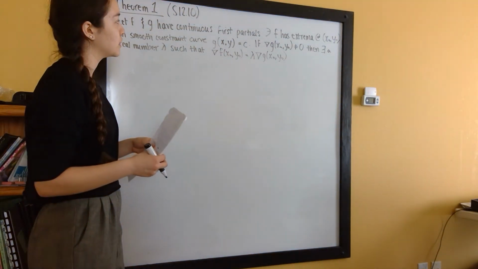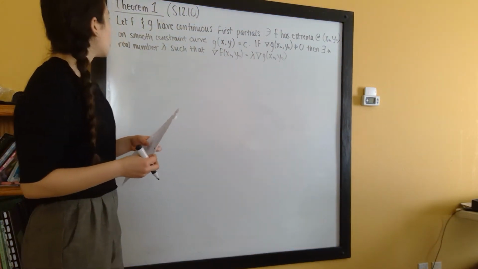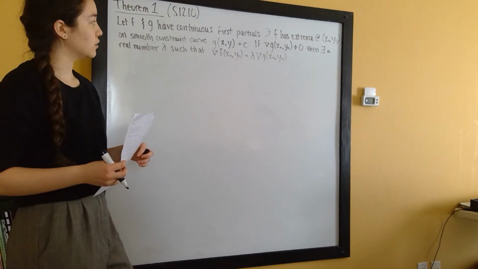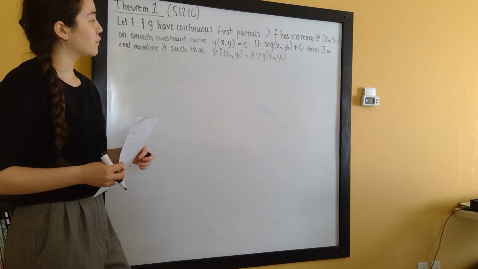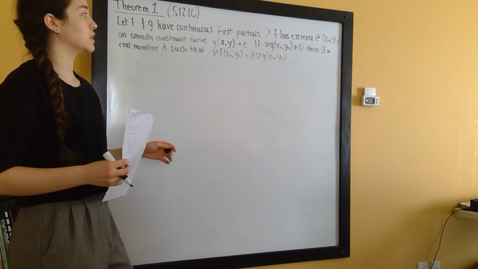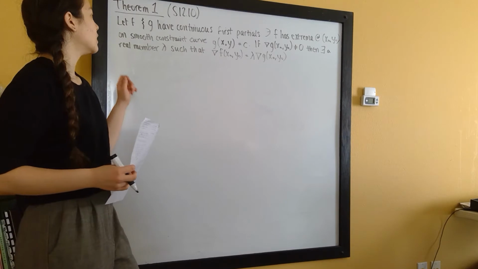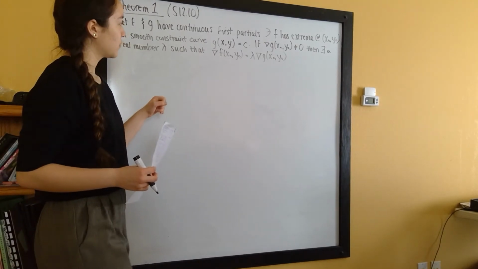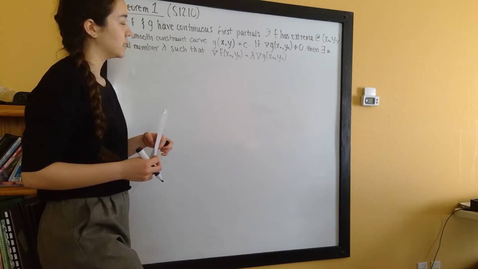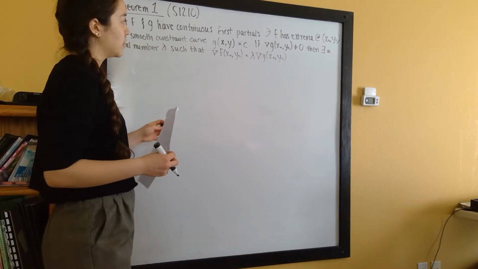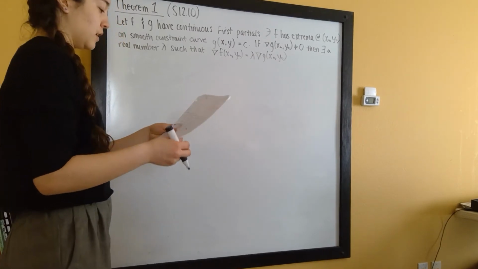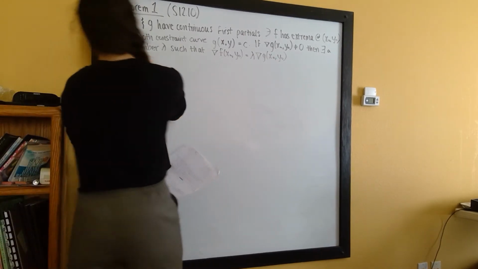That we're going to let f and g have continuous first partials such that f has an extrema at the point x naught, y naught on smooth constraint curve g of x, y equals c. If the gradient g of x naught, y naught doesn't equal 0, then there exists a real number lambda such that the gradient f of x naught, y naught is equal to the scalar multiple lambda times the gradient g of x naught, y naught. All right, so let's begin the proof.